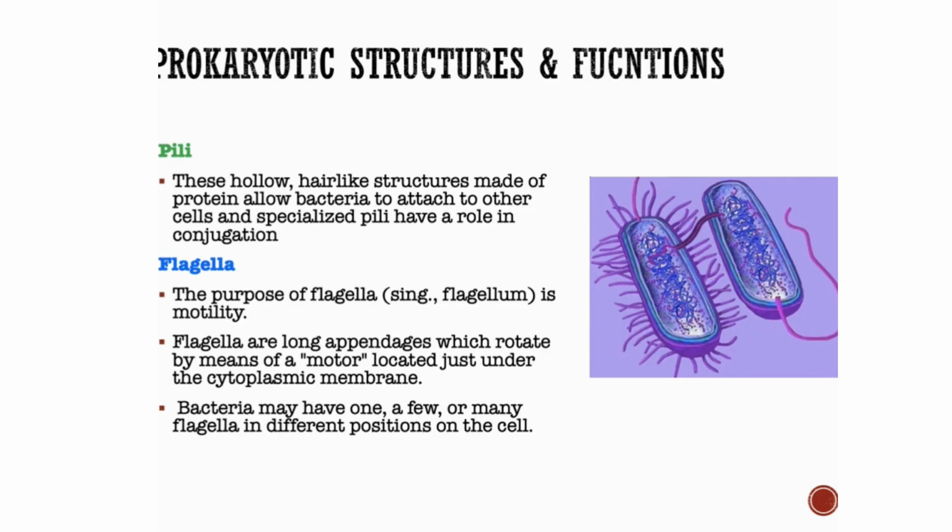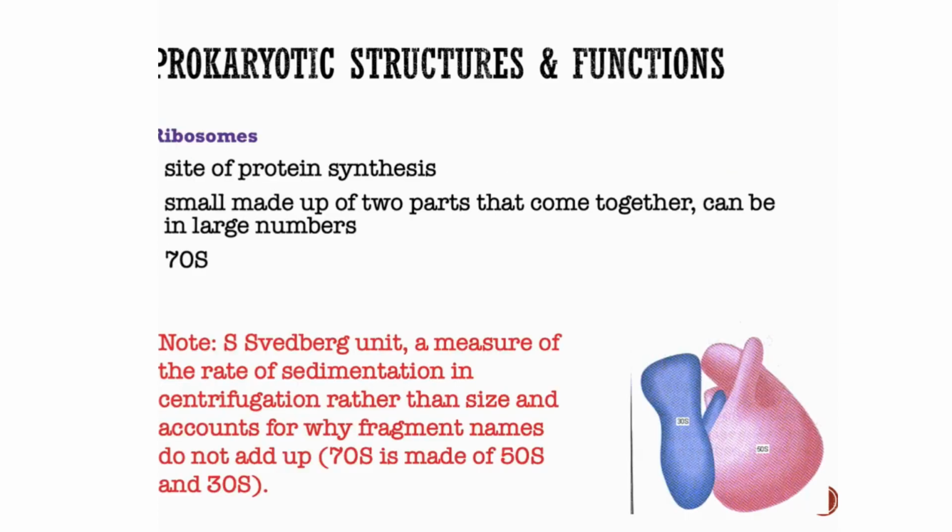What about pili? These hollow hair-like structures made of protein allow the bacteria to attach, like look at this, those pili attach to other cells, and specialized pili have a role in conjugation. Flagella, this long whip-like thing is the flagella, and they are anchored in the cytoplasmic membrane. Bacteria may have one or few or many flagella in different positions on the cell.